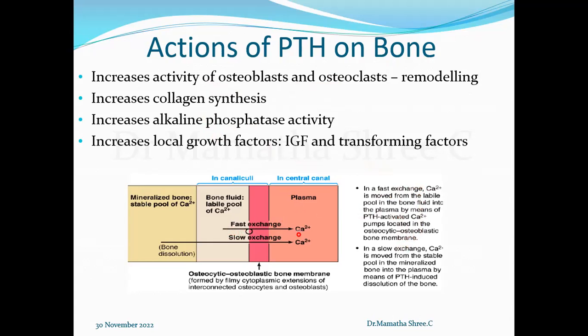In the fast exchange phase in the bone, there is a stable pool of calcium and a labile pool of calcium. In the fast exchange stage, the parathyroid hormone activates the calcium pumps located in the osteocytic and osteoblastic bone membrane, resulting in exchange of calcium, or release of calcium into the plasma. So fast exchange occurs through PTH-activated calcium pumps. Then during the slow exchange phase, calcium is moved from the mineralized bone, that is the stable pool of calcium, into the plasma through PTH-induced dissolution of bone. So this is how the resorption of bone is brought about by parathyroid hormone.